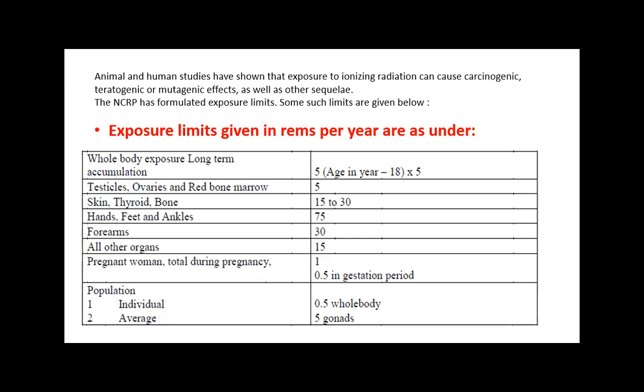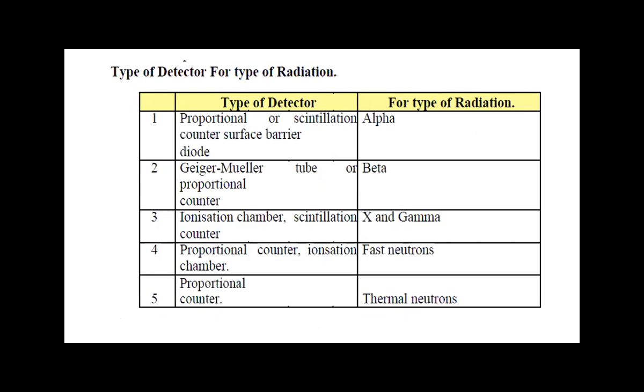So depending on the age, depending on the conditions, depending on the exposure of your body parts, the limit is given in terms of rems per year. So all these numbers indicating the 5, 15, 30, 75, etc. are in rems per year. So this is the limit or the unit for the radiation.